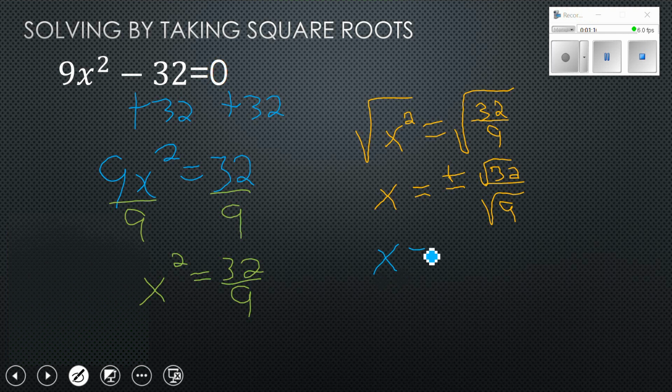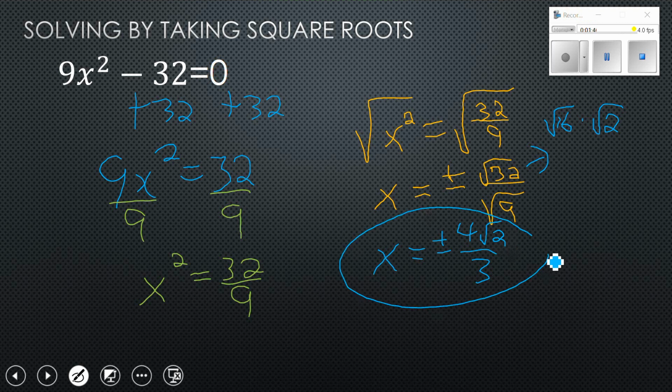Okay, so we got x equals plus or minus 3 down here, and then we've got the 32. Now remember, the 32 breaks up as the square root of 16 times the square root of 2. And of course, our square root of 16 is going to be 4, and we still have a square root of 2 left there. And at this stage, we're done. x equals plus or minus 4 square roots of 2 over 3.